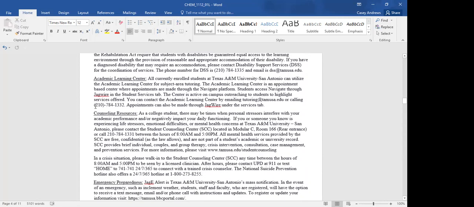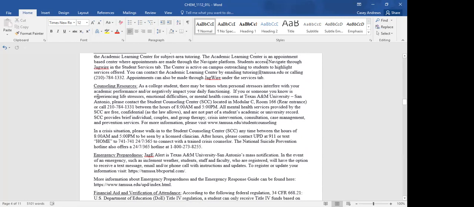Learning Center, good for tutoring. If you need help with any subject, make sure you contact the Academic Learning Center for free tutoring. Also free counseling is available to you as a student. If you're having an emergency, there is also a 24-hour hotline number here. So just be aware that those resources are there for you.